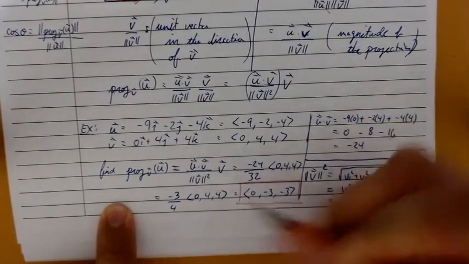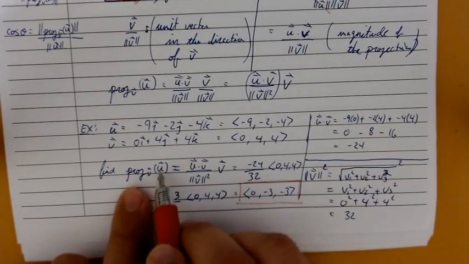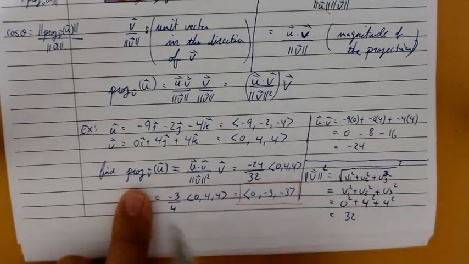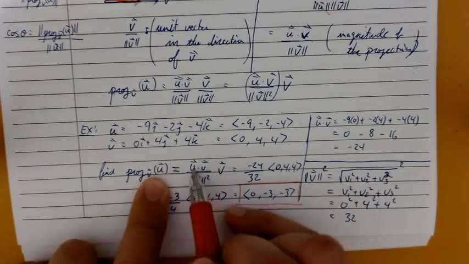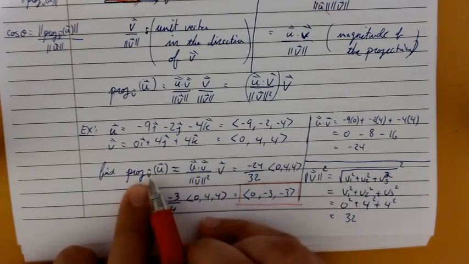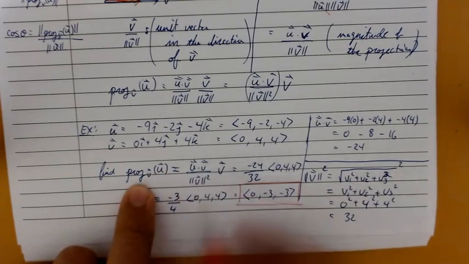Note these are not commutative. If you switch these, if you say the projection of v onto u, it will not give you the same thing. All right, so here, note that the one that's being projected only appears once right here. The one that you're projecting onto appears everywhere else, there, there, and there.